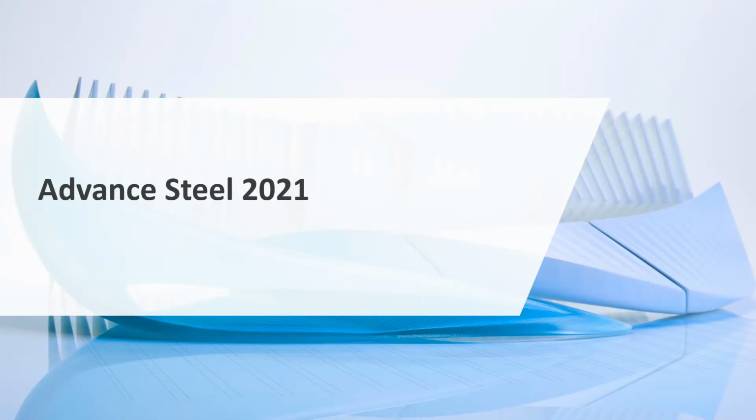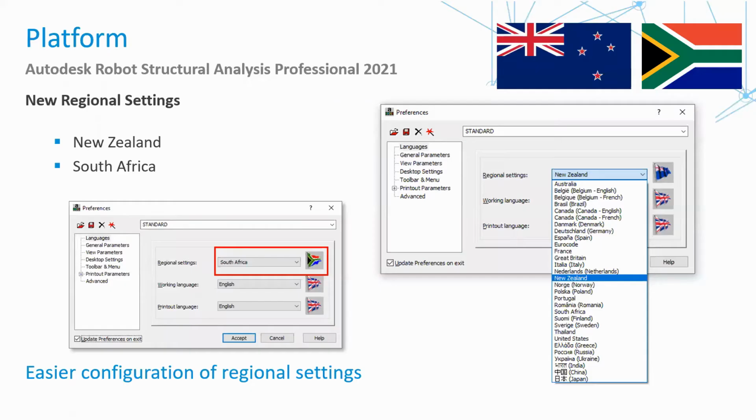Very important, I'd like to highlight once again that our South African regions are added with our installation now, right? This has been the main issue with Robot Structural Analysis. Just so you know, from 2021, South African settings are now part of your installation.